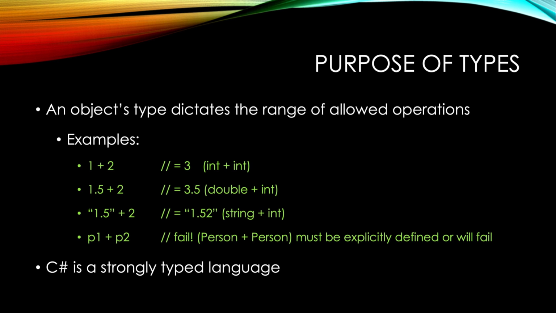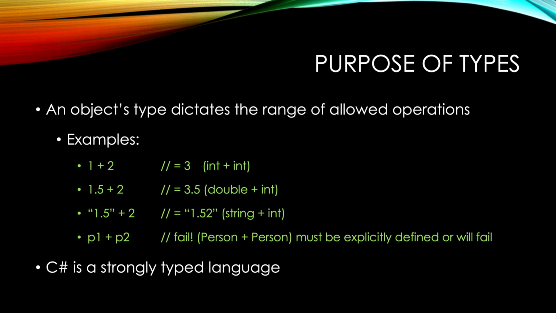So for example, 1 plus 2 equals 3. That's an int plus an int. That plus operator knows how to work on two integers. 1.5 plus 2, which is a double plus an int, the compiler knows how to apply the plus operator to a double and an int. It'll convert the int to a double and return a double as a result of the operation.